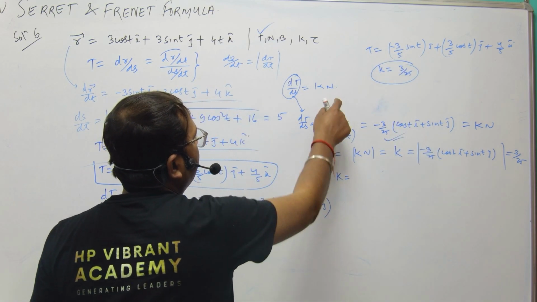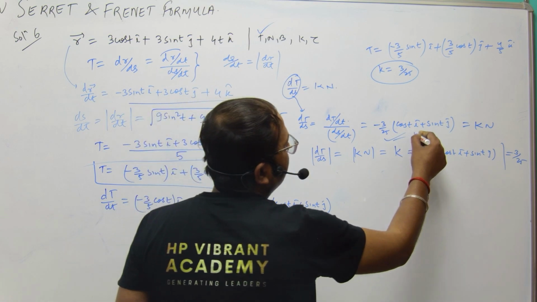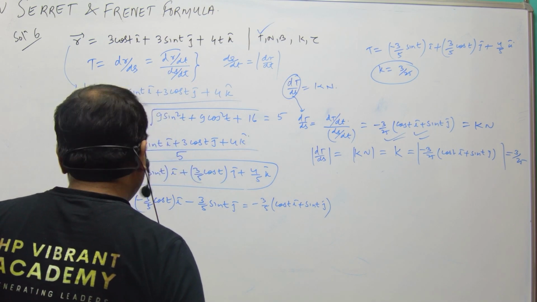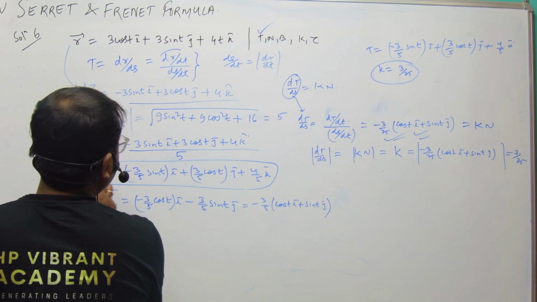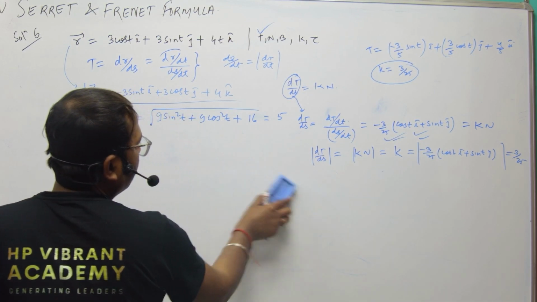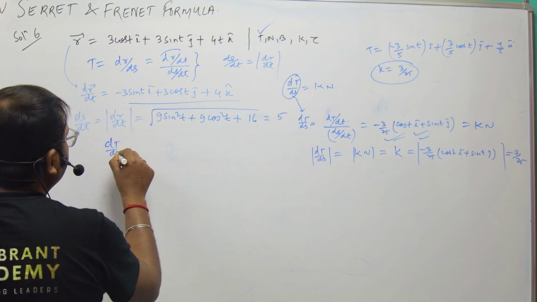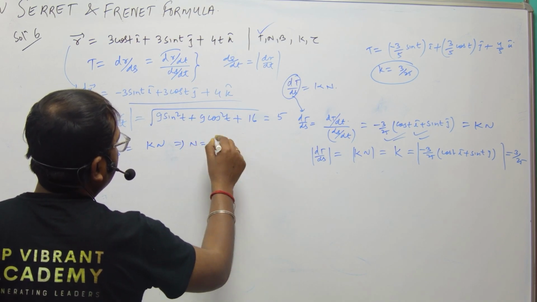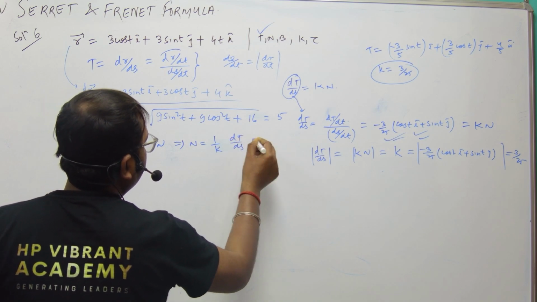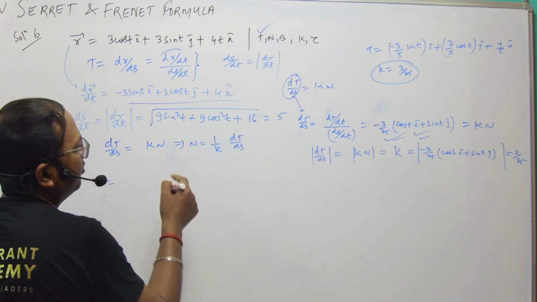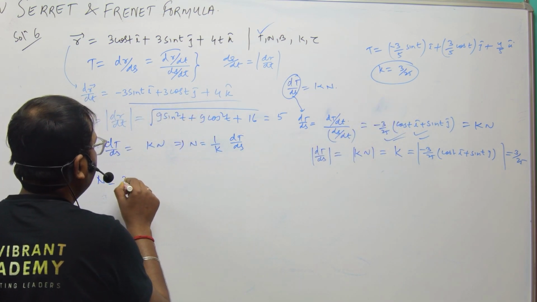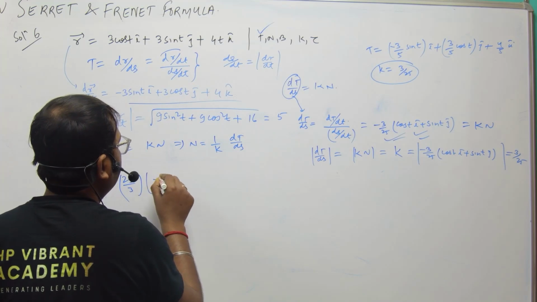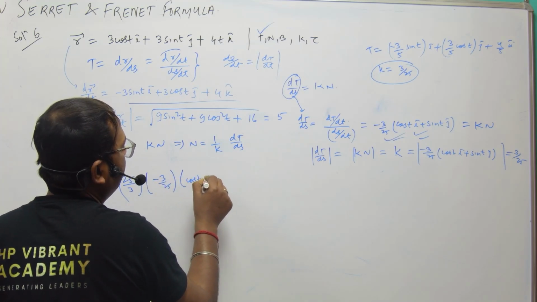Let us calculate n. We have the value of dt upon ds as this one. dt upon ds is equal to kappa times n, so from there we can find the value of n. We have dt upon ds equal to kappa n, so from here n is equal to 1 upon kappa times dt upon ds. Let us put the value here. So n is equal to 1 upon kappa, kappa is 3 upon 20. This will be equal to 20 upon 3 into dt upon ds. dt upon ds is this one, minus 3 upon 5 cos t i cap plus sin t.